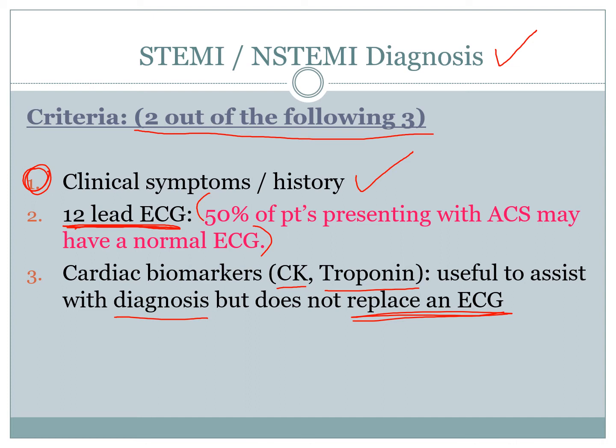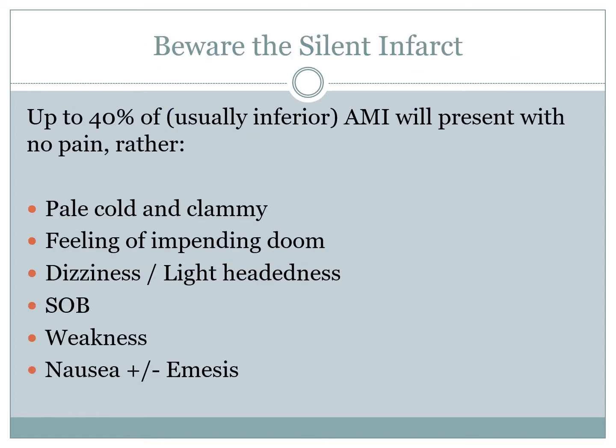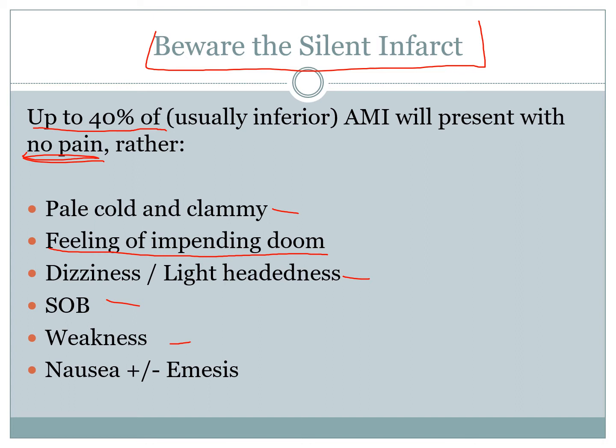Now, when you're looking at the big clinical symptoms, just be aware that there is something known as a silent infarct. 40% of those, especially the inferior infarcts, will not present with that classic central crushing chest pain, but they'll actually have strong signs of shortness of breath and hypoxia as well as hypotension. So they have signs of shock. Look out for those ones. They feel terrible. They have the associated feeling of myocardial infarct just without the pain. So if you see these ones, think it could be a silent MI and put a 12-lead ECG on them.